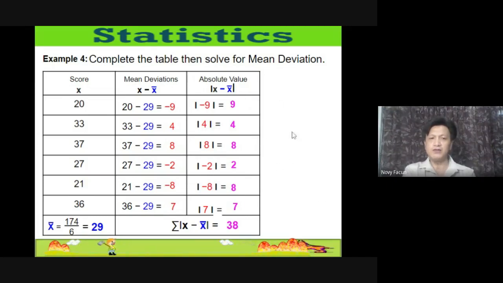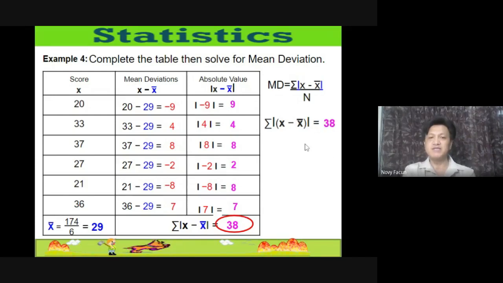And then, kapag nakompleto na natin yan sa table, balikan natin yung formula natin, di ba? Mean deviation is equal to the summation of the absolute value of the mean deviation divided by n. So, meaning to say, ano nga ba yung summation natin doon sa absolute value of the mean deviation? That is 38. Yun po yung kukunin natin para i-substitute mamaya. And yung n naman natin dyan, di ba, yan yung 6. Kaya yun yung ilalagay natin.